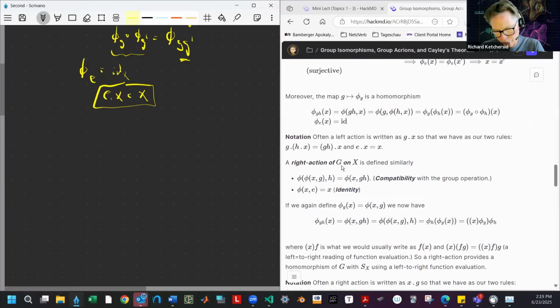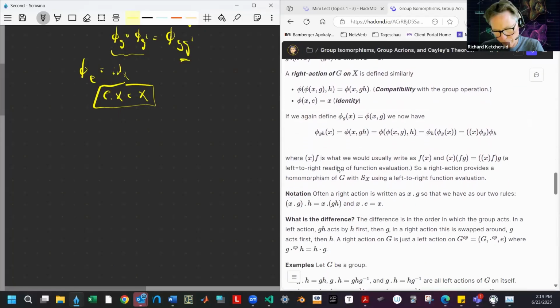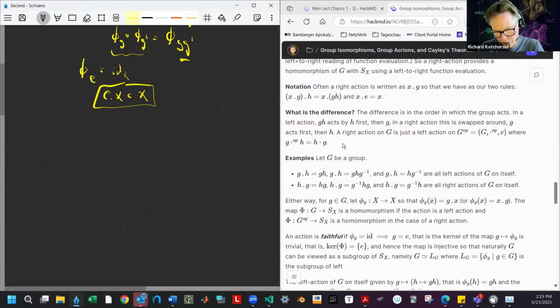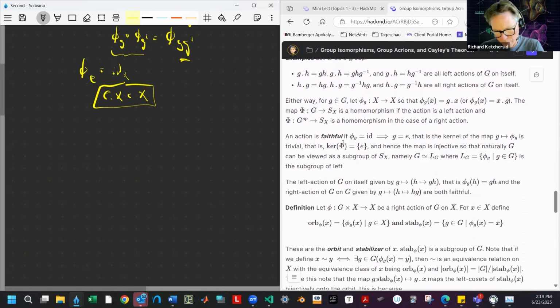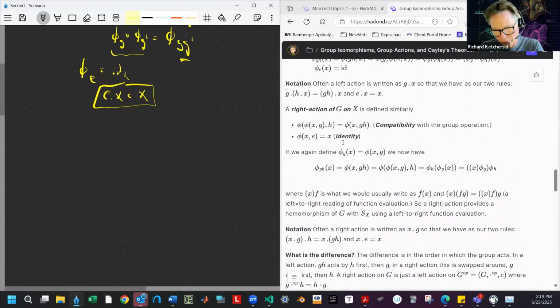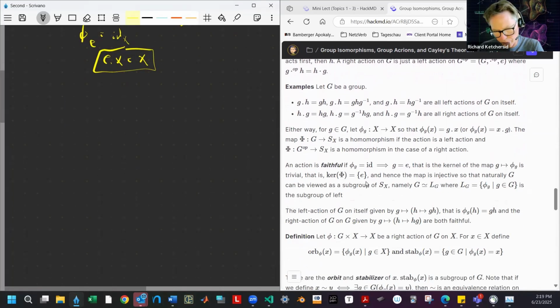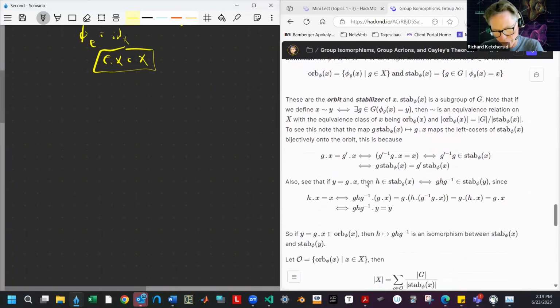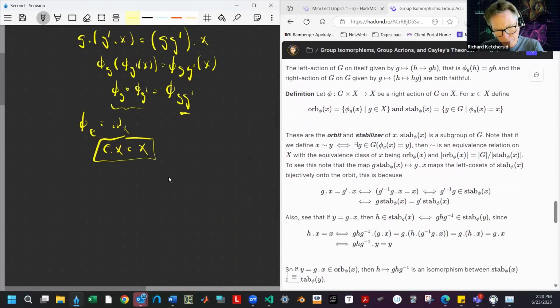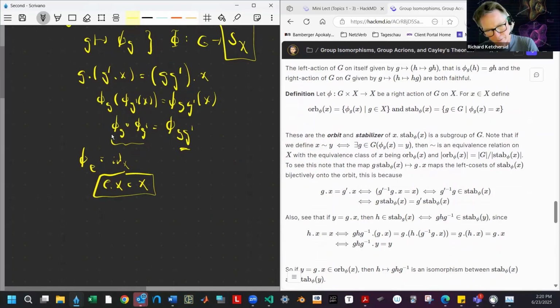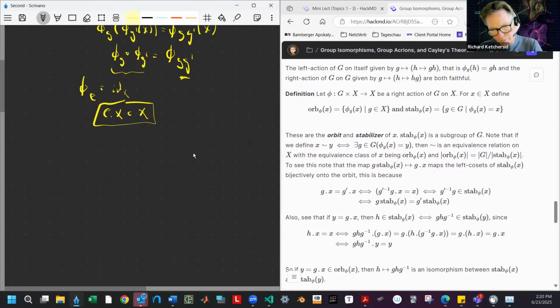Then there's a little bit more to talk about. Oh, sorry, I do right and left actions here, and I'm not going to talk about both of those. The actions I'm doing here are left actions, so things are composing on the left. Both are important, but here I don't want to do a huge amount of this. I just want to do a little bit.